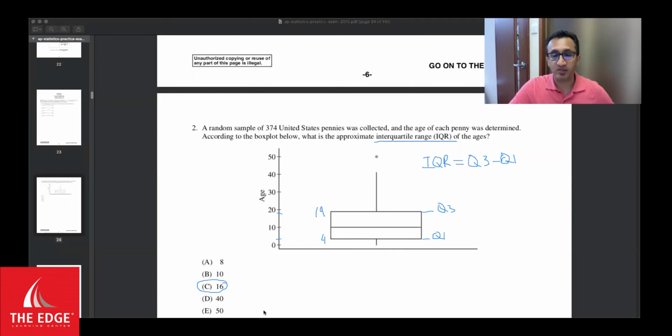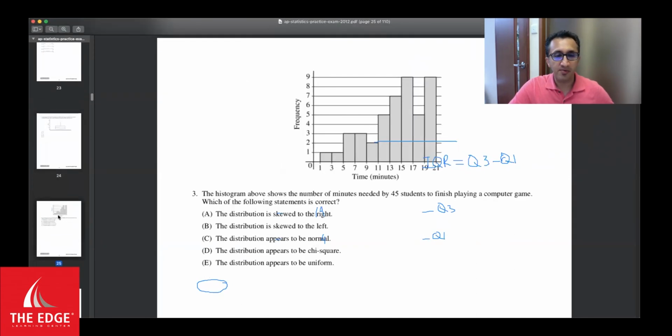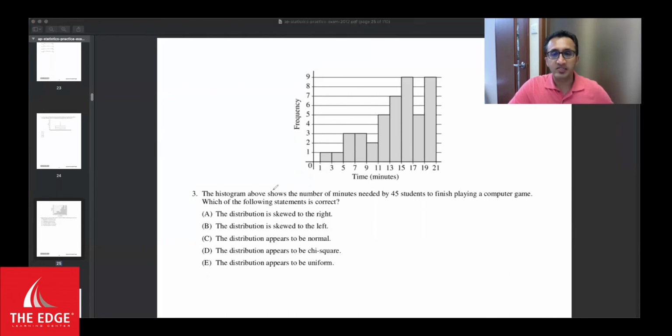Let's move on to the next question. Question number 3. Let's clear the drawings here. We're doing good for time. This will be the last question we'll do. We have a histogram here, as we can see. Let's see what the question says. It says the histogram above shows the number of minutes needed by 45 students to finish playing a computer game. Which of the following statements is correct?